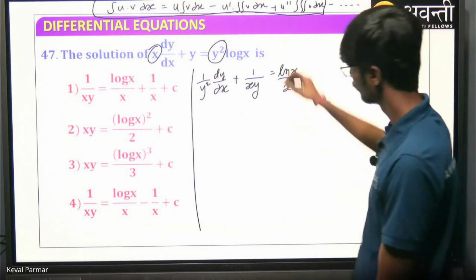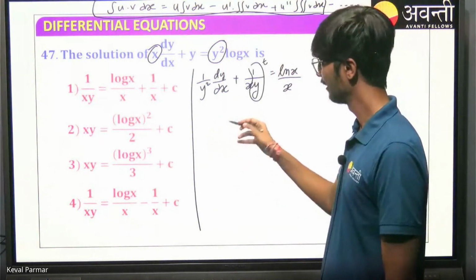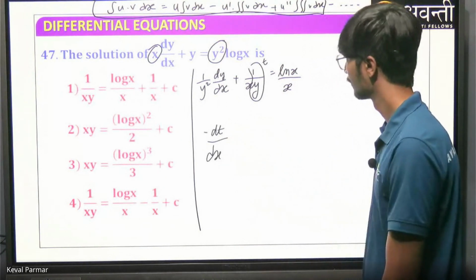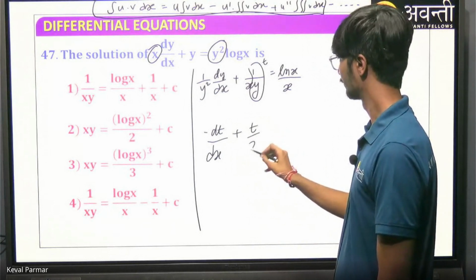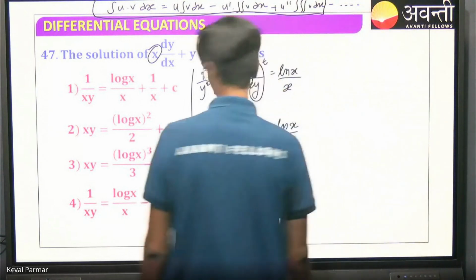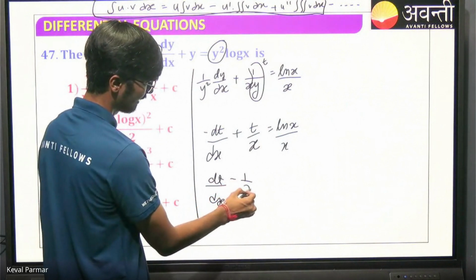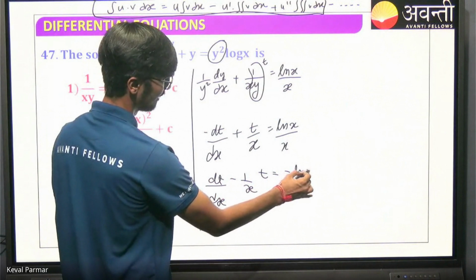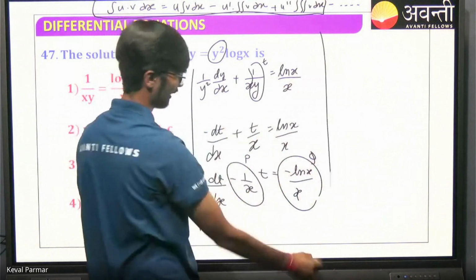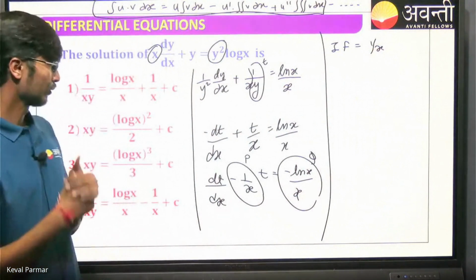So now what is with x, call it t, that means 1 by y is t. So minus 1 by y square dy by dx will be dt by dx. Writing directly, minus dt by dx plus t by x is equal to ln x upon x. We can change the sign or rearrange it. So I'll get dt by dx minus 1 by x into t is equal to minus ln x upon x. So this is p, this is q. So I think the integrating factor will be 1 by x, using the property of log, I think.